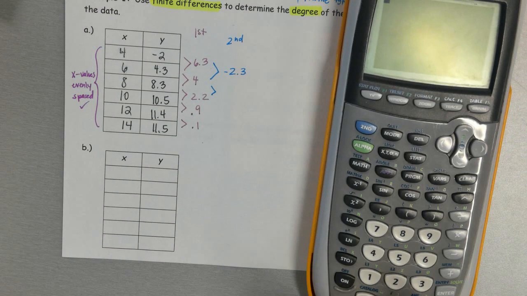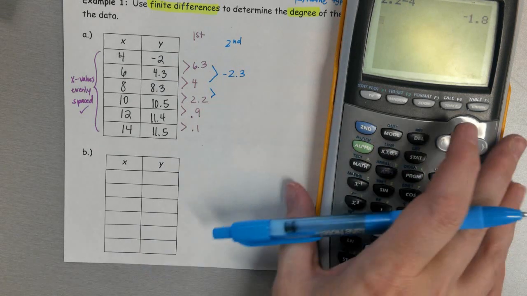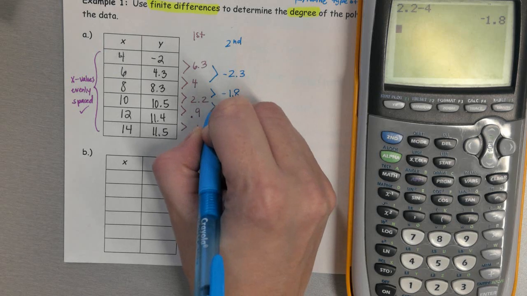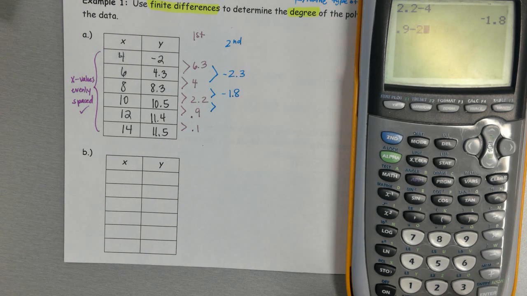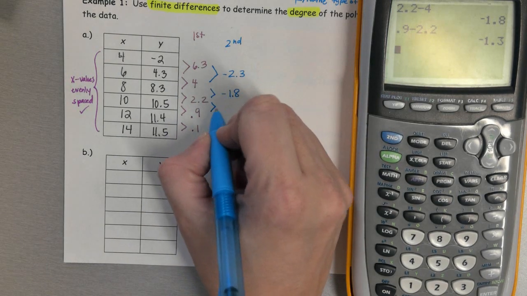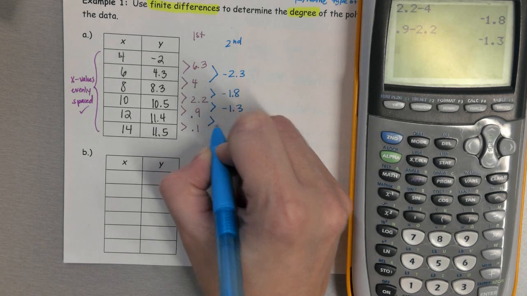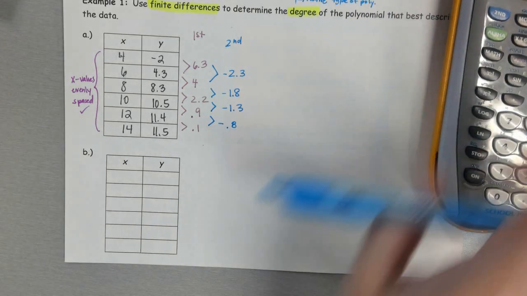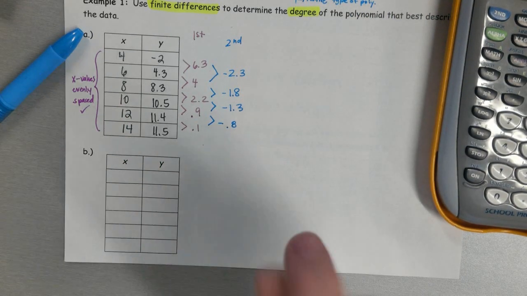Okay, so practice doing this with me. The 2.2 minus 4, negative 1.8, 0.9 minus 2.2, negative 1.3, and then just verify. Yep, it's going down. Yep, it's going down. That one's 0.8. Okay, so they're still not the same, so that means I have to go to the third differences.